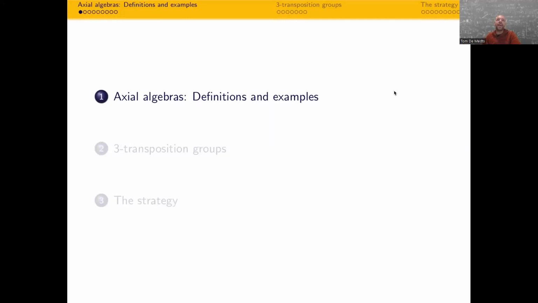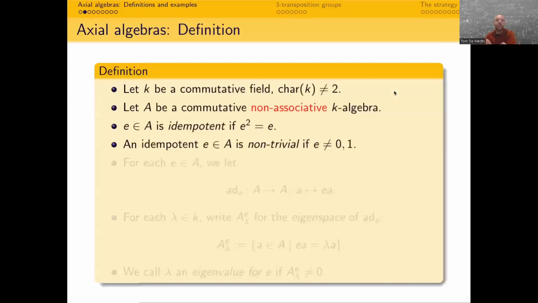Okay, so first the axial algebras part. Let's introduce these objects. The setup is that we always have a commutative field. I assume that the characteristic is not equal to 2. And then A is a non-associative algebra, which is, of course, what we all like very much. So that's the general setup. It's going to be commutative, so we do have this assumption. It's a commutative non-associative algebra.